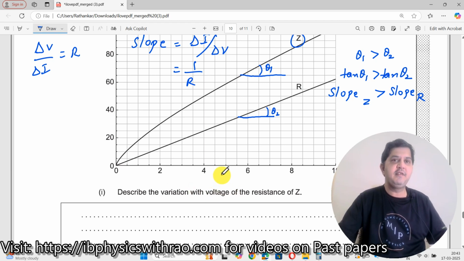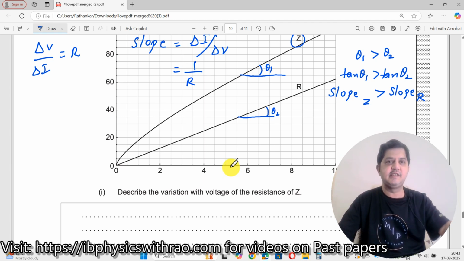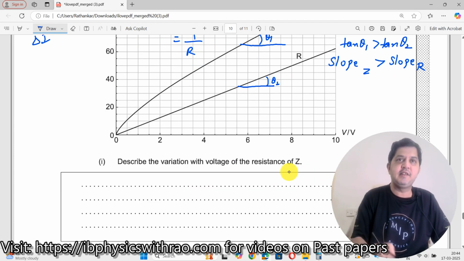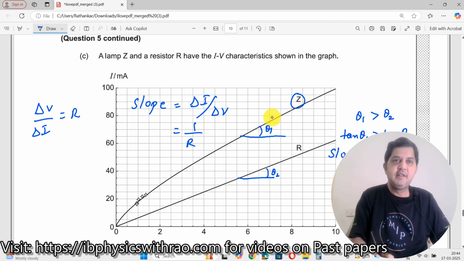Describe the variation with the voltage of the resistance of Z. What's happening to the resistance of Z when the voltage is increasing or decreasing? That's what we need to write. So we will say, as voltage V increases, what's happening to the current? The rate at which the current is increasing is higher as compared to V, right?